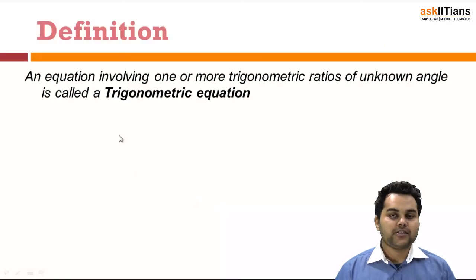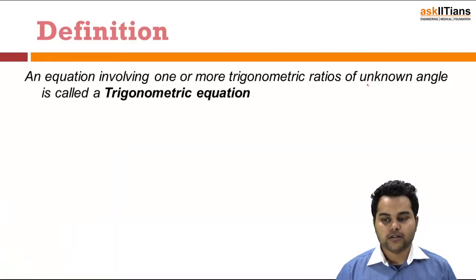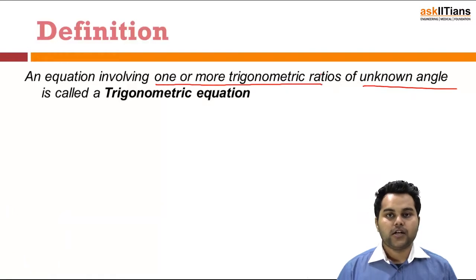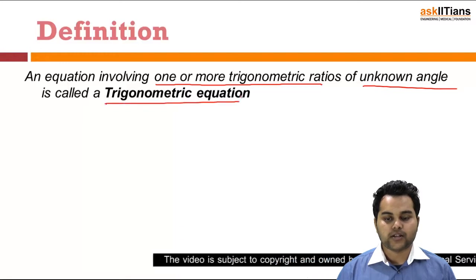So the definition of a trigonometric equation is: equations involving one or more trigonometric ratios of the unknown angle. Mind that it's an unknown angle and one or more trigonometric ratios. That is, it's not like just sin theta is equal to a would be the trigonometric equation. Many such trigonometric ratios can be involved in the same equation. So an equation involving one or more trigonometric ratios of an unknown angle is called a trigonometric equation.